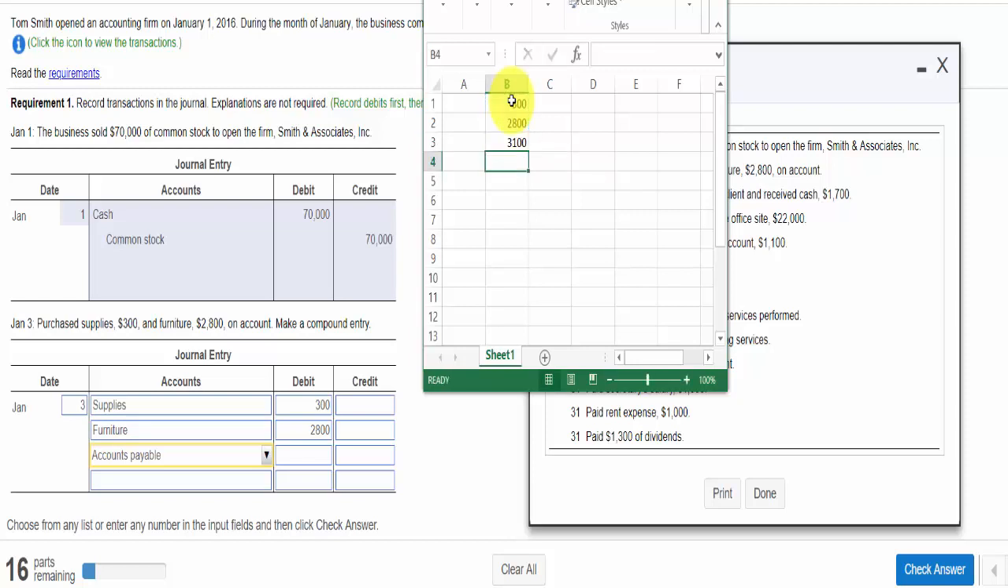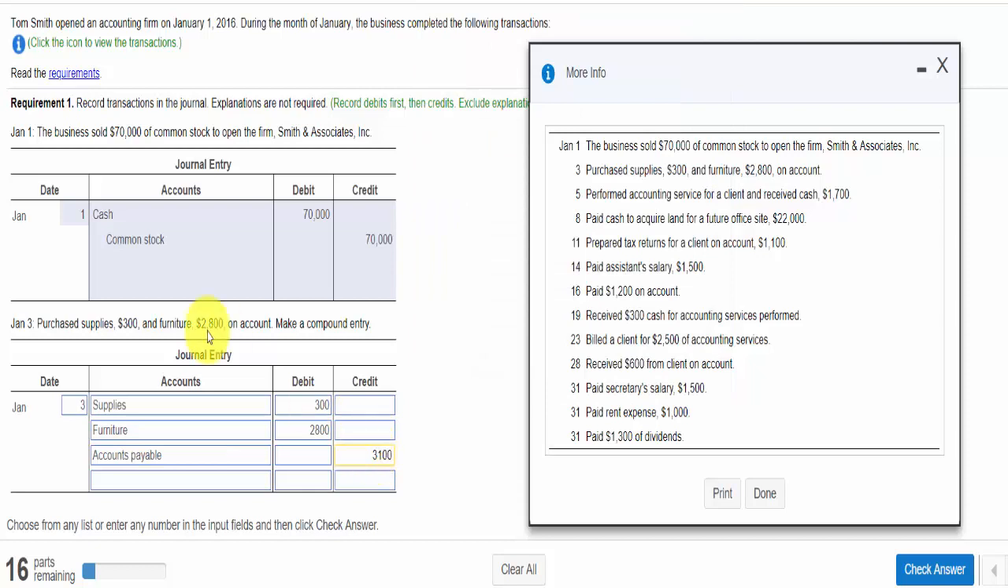$300 plus $2,800, and if we add, the total is $3,100. We see again this transaction: January 3, purchase supplies 300 and furniture 2800 on account. Make a compound entry. Compound entry means we make a single entry where basically two accounts are used. First is supplies, second is furniture. If we use two heads in a single entry, then it becomes a compound entry.